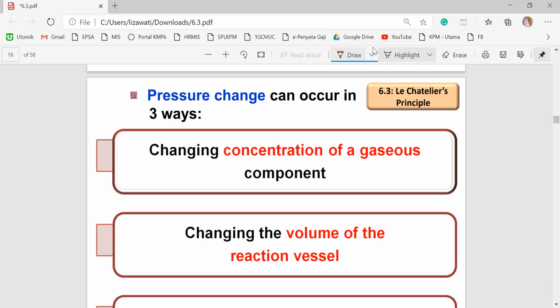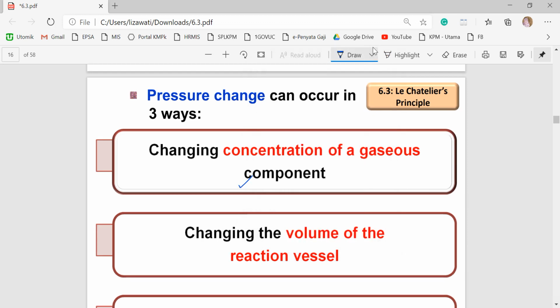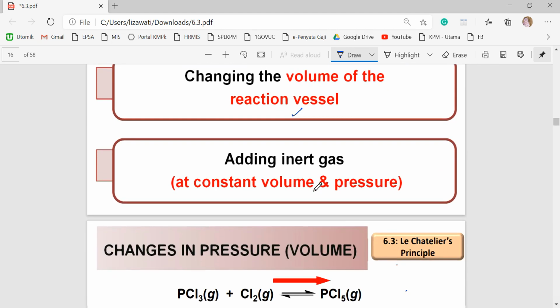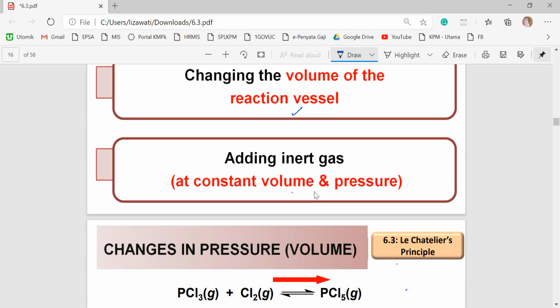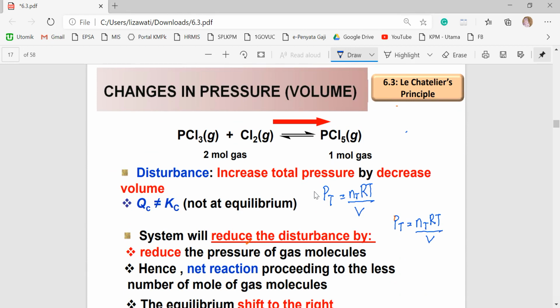First, by changing the concentration of a gaseous component. Next, changing the volume of the reaction vessel, and adding inert gas either at constant volume or at constant pressure. Alright, let's take a look at this example. Let's say 1 mole of PCl3 gas reacts with 1 mole of Cl2 gas to produce 1 mole of PCl5 gas.